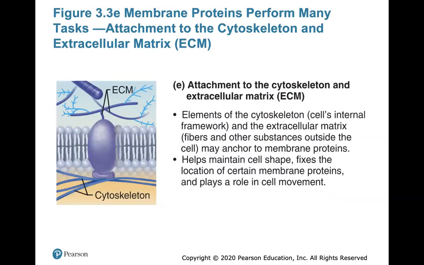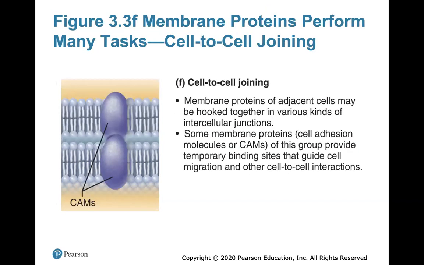Attachment to the cytoskeleton and the extracellular matrix. So elements of the cytoskeleton, which are the cell's internal framework or bones, and the extracellular matrix may anchor to membrane proteins. So providing some sort of attachment to what's on the exterior of the cell, to what's on the interior of the cell. This helps to maintain cell shape, fixes the location of certain membrane proteins, and plays a role in cell movement. Cell-to-cell joining, so membrane proteins can help cells to join together. These membrane proteins can be called cell adhesion molecules, or CAMs for short.